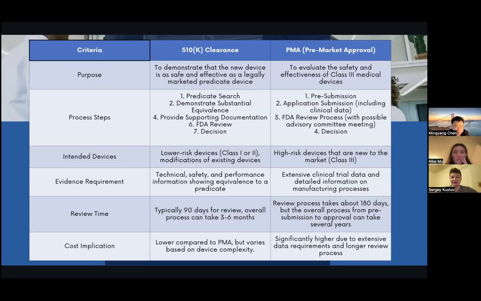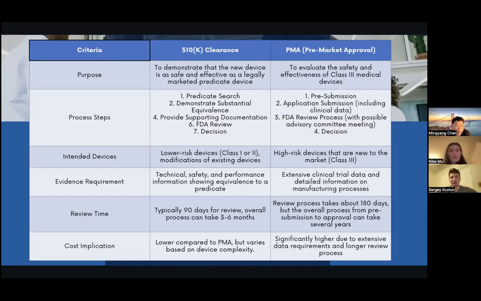For intended devices, the 510(k) is for very simple, lower risk devices, class 1 or class 2 modifications of existing devices, and the PMA is for anything that is a high-risk device or newer to the market, essentially class 3. For evidence requirements, a 510(k) clearance usually relies on technical safety and performance information, which is very important to showcase equivalence to the predicate or equivalent product. While for the PMA, it's extensive clinical trial data and detailed information on the manufacturing process, because you're starting almost from scratch, since it's a new device.